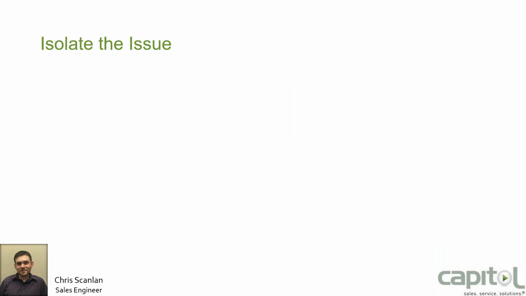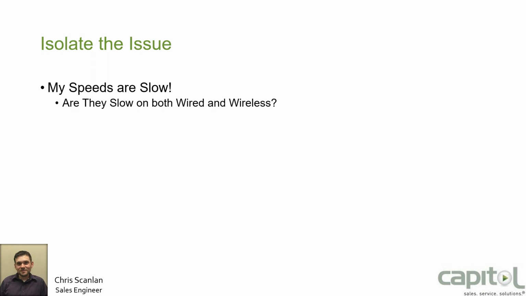Now, to isolate the issue as well: my speeds are slow. How many times have you heard, my speeds are slow, from a customer? The first question you should ask is, are they slow on both wired and wireless? Most of the time customers say no, it's wireless only. I don't hardwire, I don't know. Okay, if it's only wireless, is it on all access points? Meaning, well, my speeds were slow when I was sitting out on the deck. Well, of course they are, because you don't have an outdoor access point. So where were you in the house or in the facility when your speeds were slow? Is it everywhere, or only certain spots?